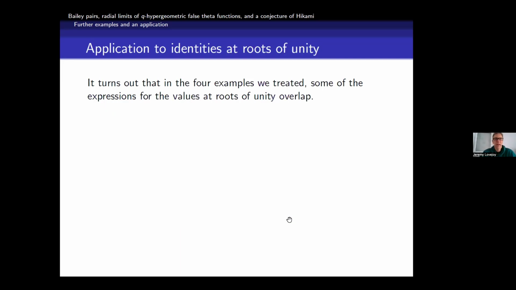Okay, so let me talk about maybe an unexpected application, one that I really like. So it turns out that in the 4 examples we treated, some of the expressions for the values at roots of unity overlap. So if you look at the truncated series and the formulas you get, sometimes they're the same, at least for certain values of a and m. And this leads to q-series identities at roots of unity, something that's been interesting me for a number of years now. We tend to look at q-series and what happens inside the unit disk. We talk about Rogers-Ramanujan identities and such. So these are analytic identities for q inside the unit disk, but there's also something going on at roots of unity.